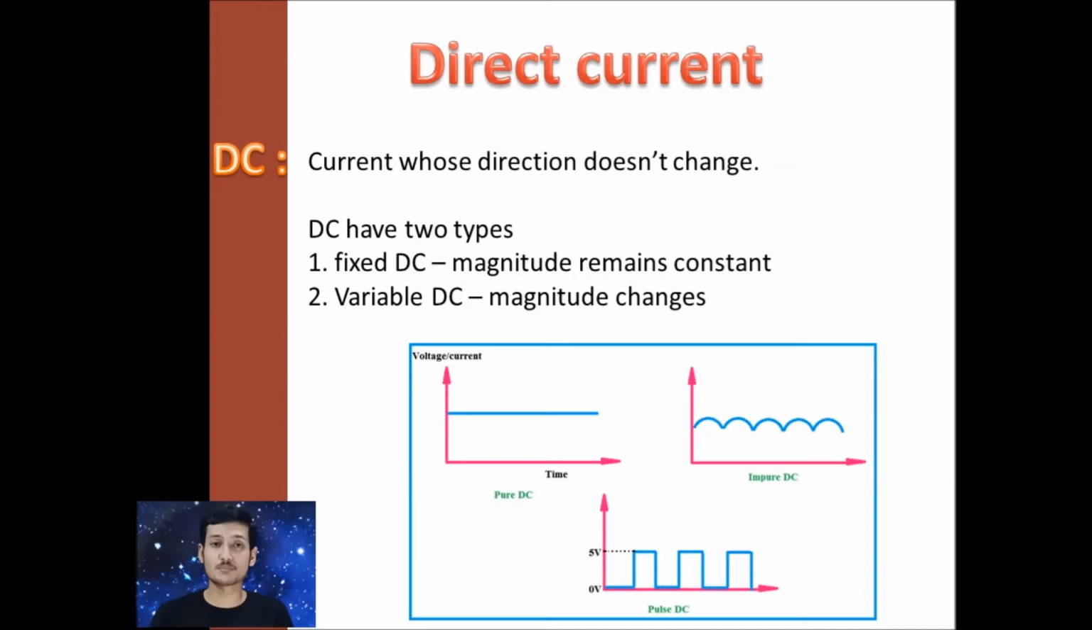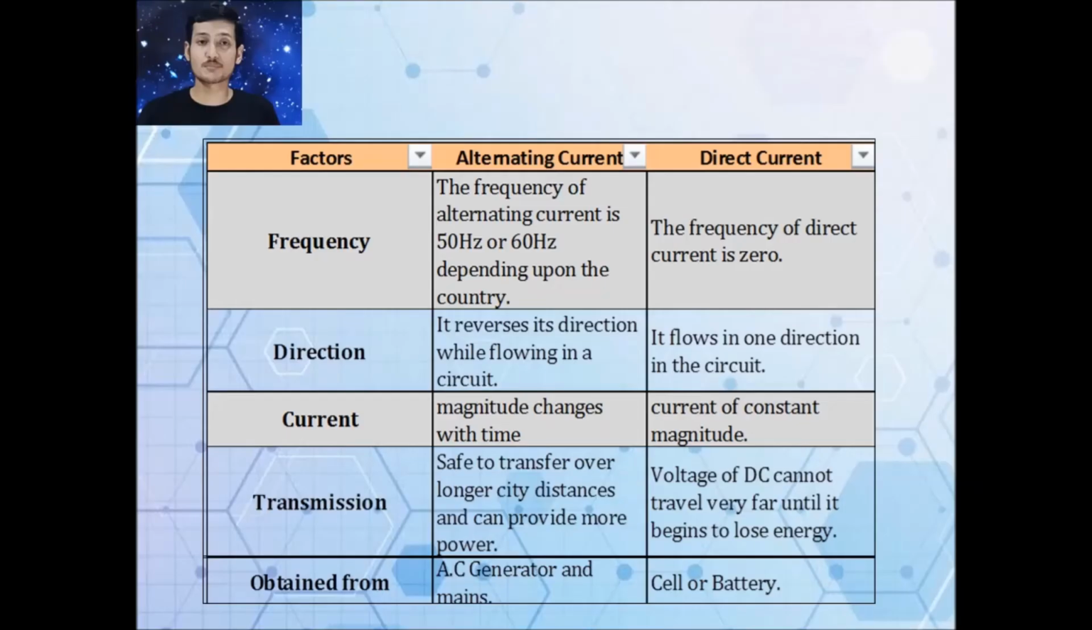Now let's talk about some basic differences between alternating current and direct current. First factor is frequency. Since alternating current is changing its direction, we have either 50 or 60 hertz, depending upon which country we are using it in. Direct current, since there is no change in the direction, has a frequency of 0. Second, let's talk about direction. Alternating current reverses its direction while flowing in a circuit, while in direct current there is no change in the direction, it always flows in one direction.